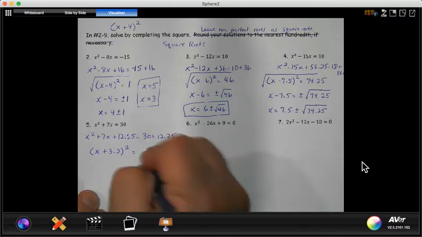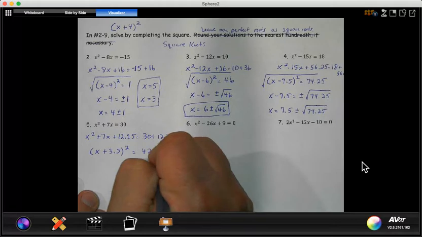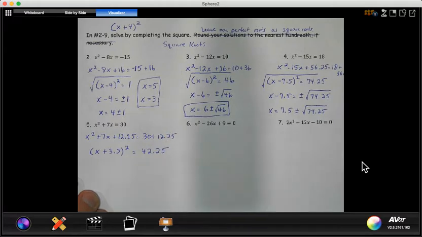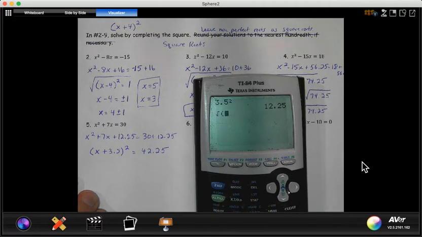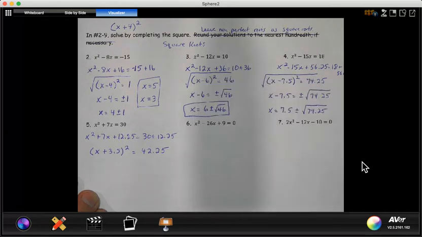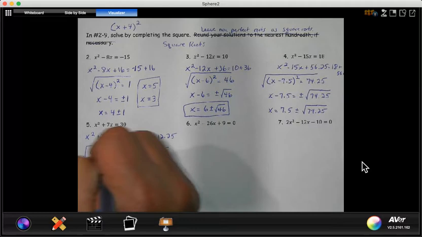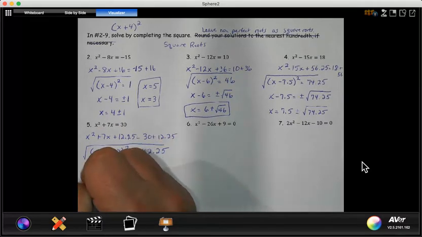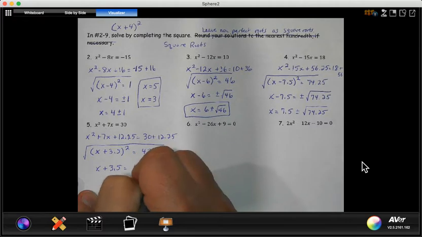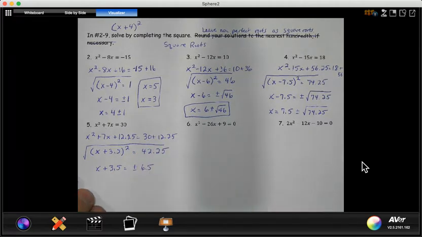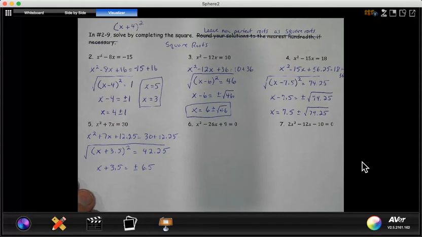And then the right side, we get 42.25. Pretty sure that's not a perfect square, but I'll double check. The square root of 42.25. Ooh, 6.5. So yeah, we can use that one. So square root both sides, and we get x plus 3.5 is equal to plus or minus 6.5. So that's kind of cool. Now we're going to minus 3.5 to both sides and make our calculations.